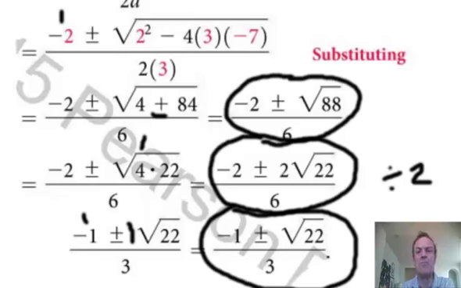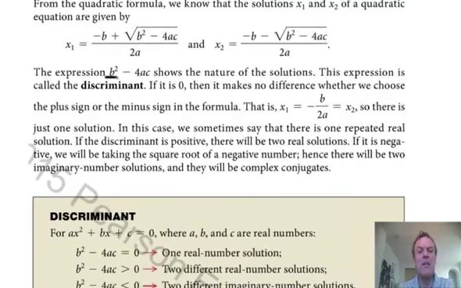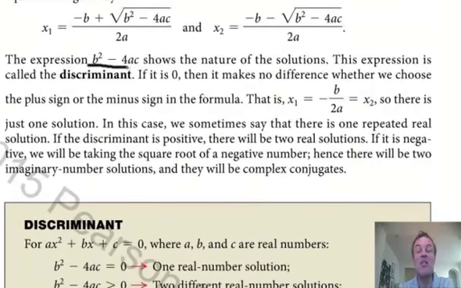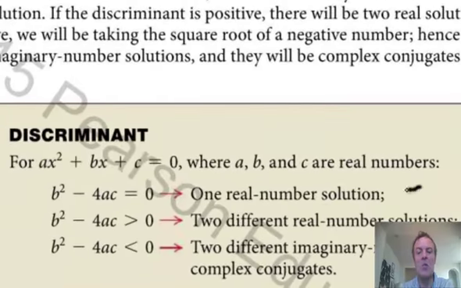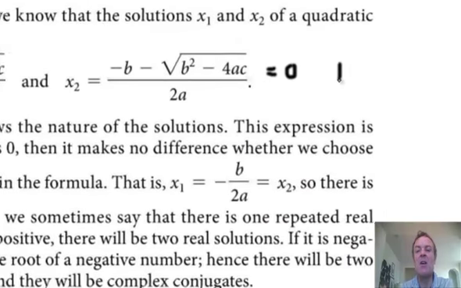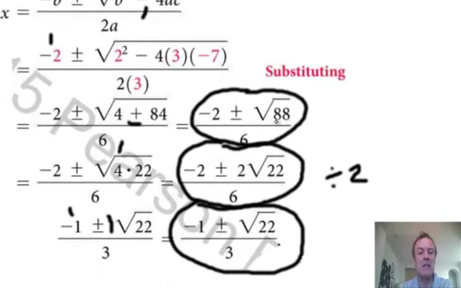Let's have a look at some more. Oh, the discriminant. Okay, the expression b squared minus 4ac shows the nature of the solutions. We call this the discriminant. Now here we go. If b squared minus 4ac equals 0, we'll get one real solution. Okay, if it's a positive inside that square root, in other words, just like this one, we had 88, we square root it, we end up with 2 answers.